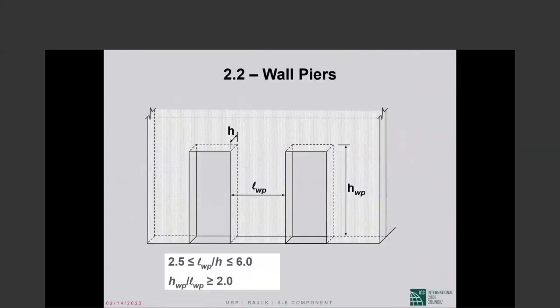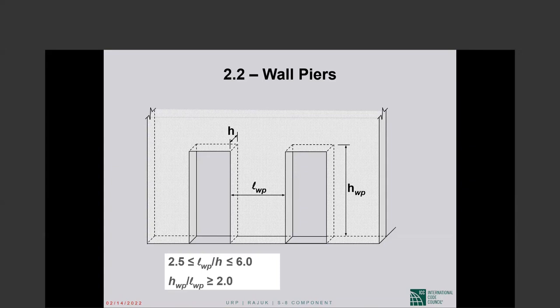So the wall piers, everything in ACI 318, is defined in chapter 2, section 2.2, and wall piers are no exception. So we have added this figure, and I would like you to take a look, and also I want to tell you that I included this, although this is 318.11 stuff, because it is extremely important in my opinion.